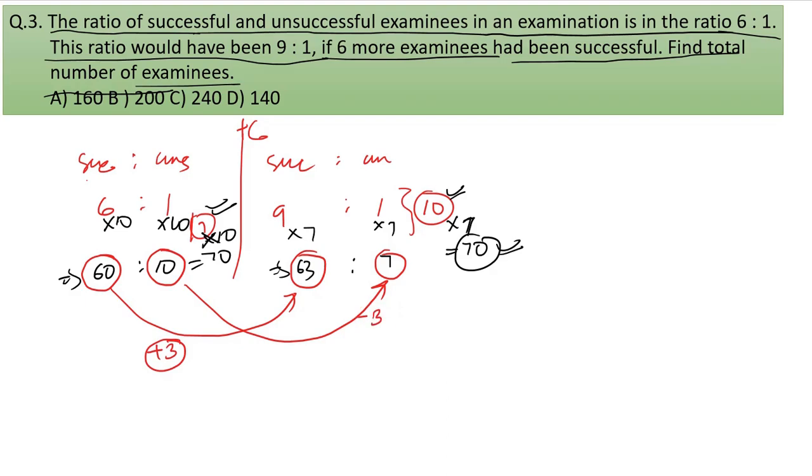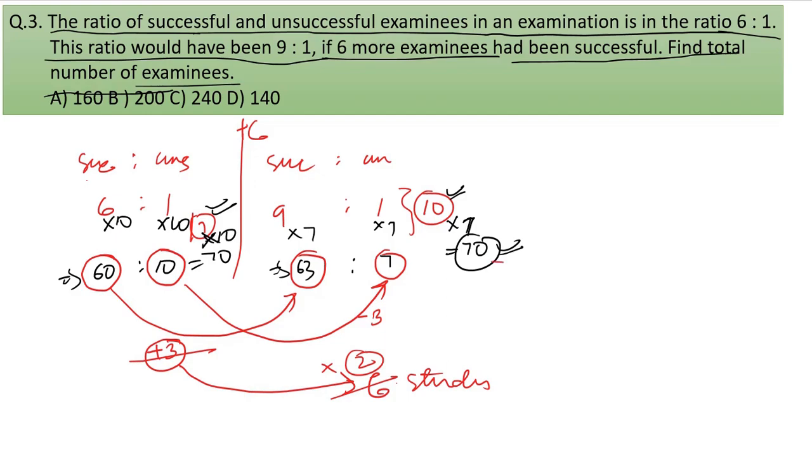And these 3 units that passed this time is 6 students. The question is saying 6 more students had been successful. So 3 units is 6, so 1 unit is 2. Therefore, the question is to find the total number of examinees.